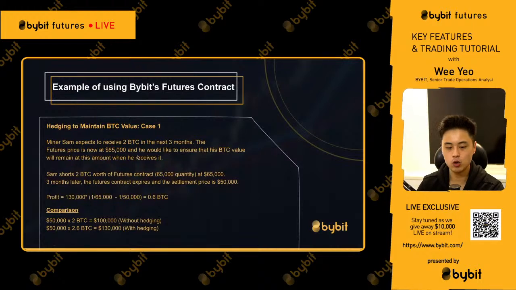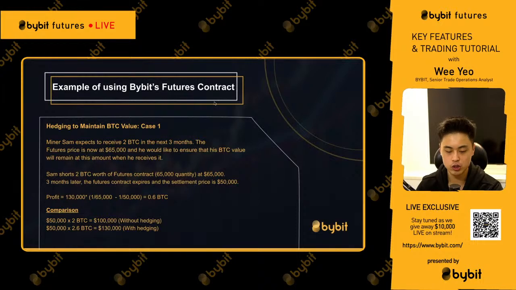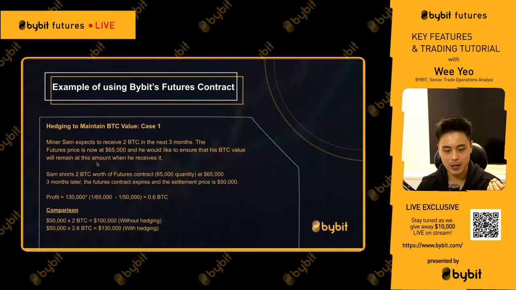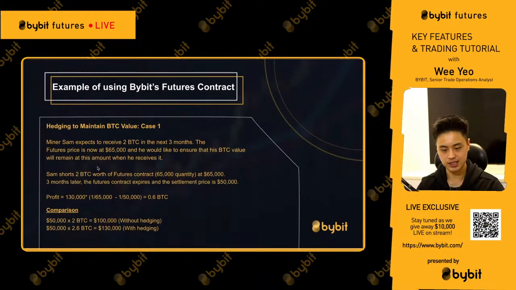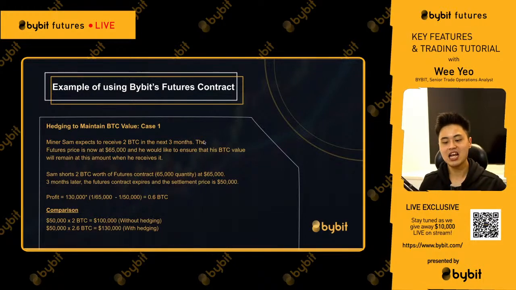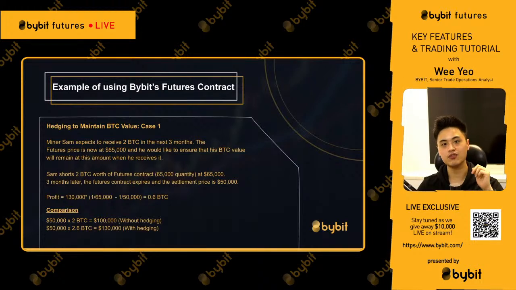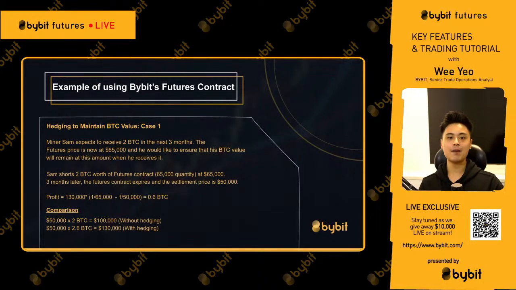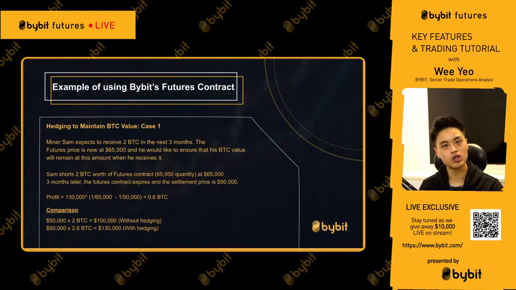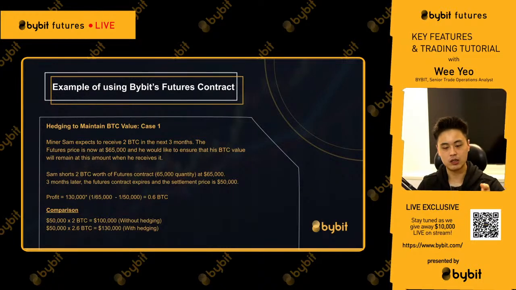Let me go to the example, an explanation of how you actually use a futures contract. Here, Miner Sam is expecting to receive 2 BTC in the next 3 months. The futures price right now is 65,000, and he would like to ensure that the BTC value remains at 65,000 when he receives these 2 BTC. Because we all understand the fluctuation and volatility of BTC, in the next 3 months BTC can decrease to a significant level that might not be as appealing.